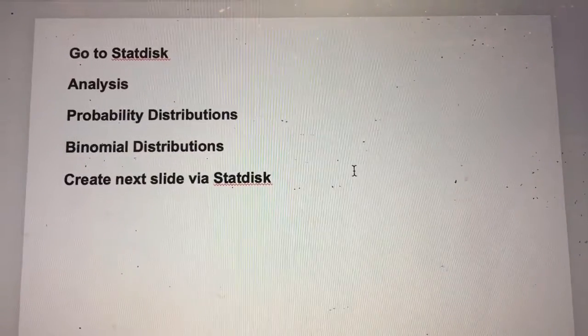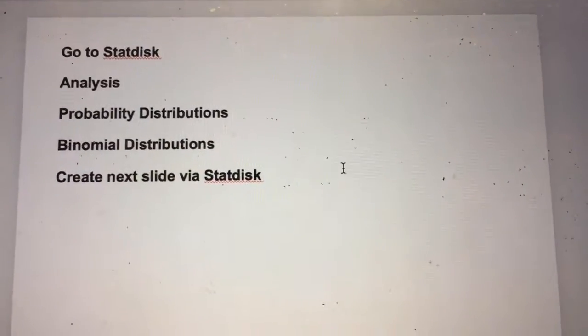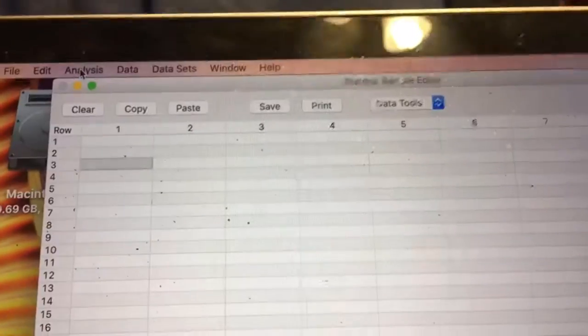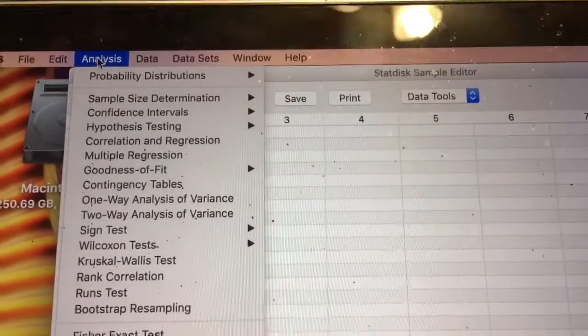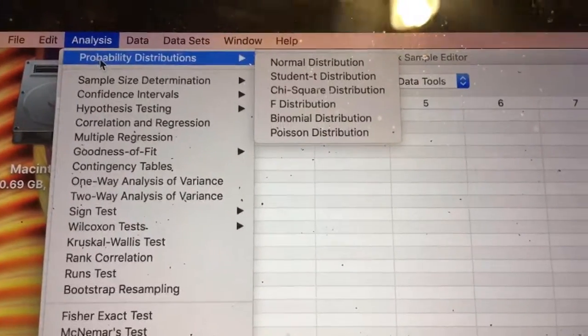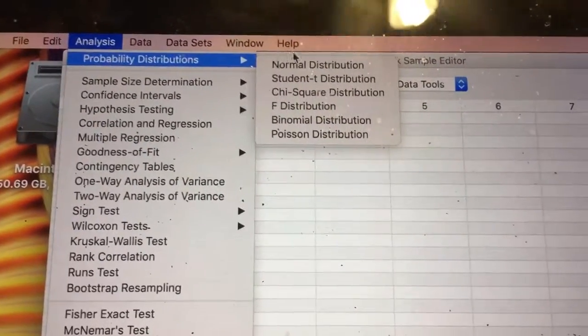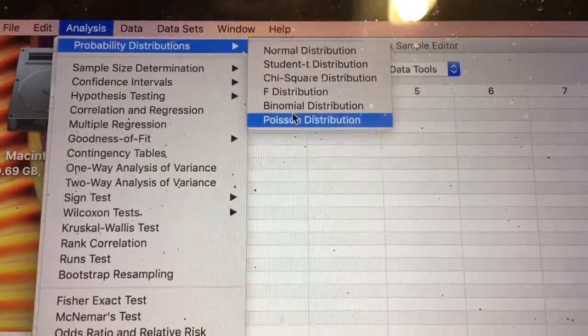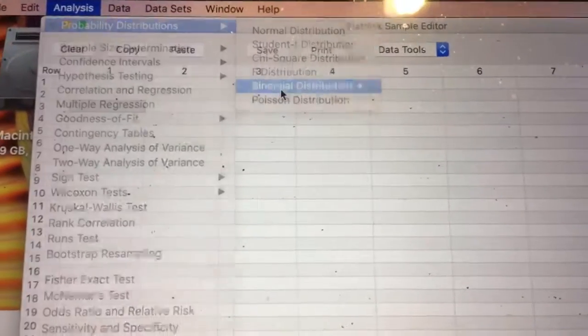Okay, so then we're going to move to StatDisk as a way to analyze. And when you're using StatDisk, you're going to go to Analysis. Okay, so here I've opened up my StatDisk, and I'm going to come up here to the top, and I'm going to get my cursor on Analysis. Okay, so here I am on Analysis. I'm going to come down below Analysis and get probability distributions, and then go down here to binomial distributions, and I'm going to click it.